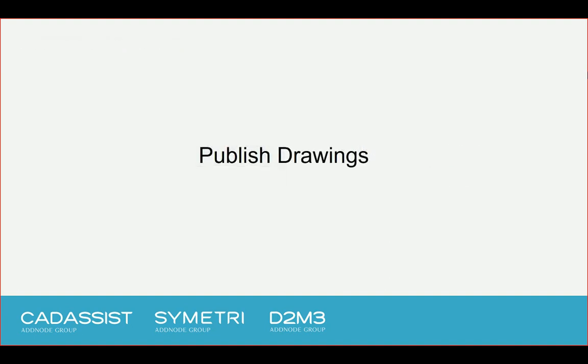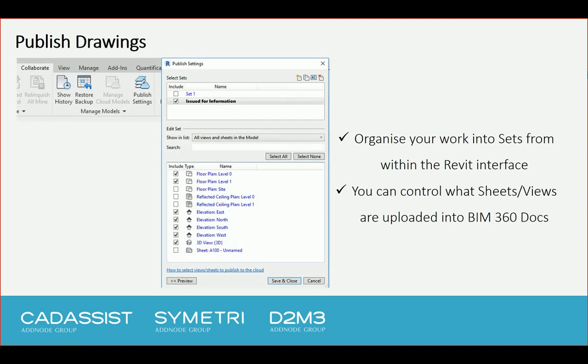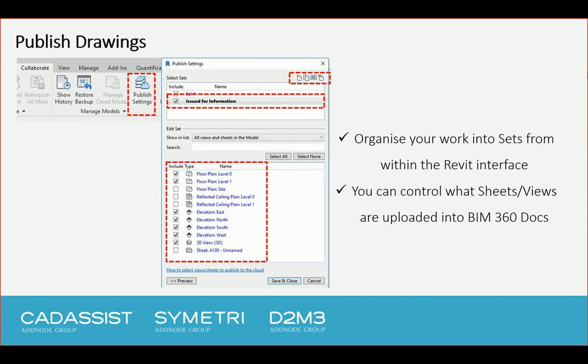In terms of publishing drawings, from within the Revit interface, this is the good thing about it. You don't have to really leave the Revit interface in order to publish your drawings. So once you're happy with it, what you need to do is create a set. So you go to Publish Settings, then you go to Create a Set. You add the set name or description, whether it's building regulations, or here for example it's issued for information, so it might be a first issue, and then you select the sheets or views that you want to then publish to the cloud.